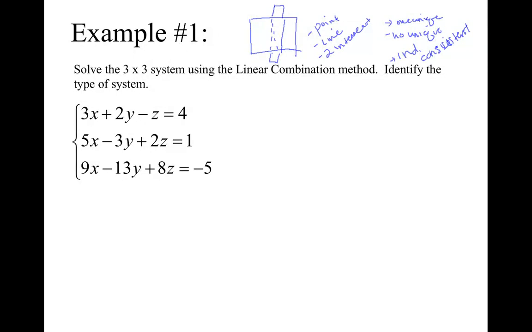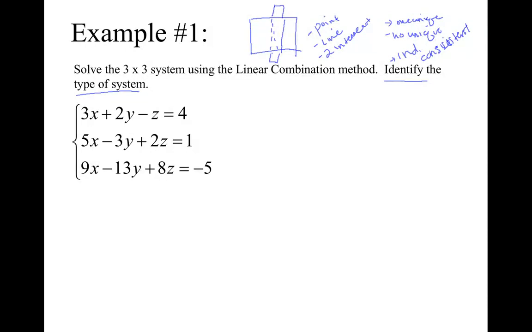So for this first one, we're going to go through 4 examples. Solve the 3x3 system using linear combinations, identify the type of system. And as I said in the last video, make sure that you are getting in the habit of always identifying. Even though the textbook didn't say to do it, in your last homework assignment we asked that you still identified, because that is an important piece of this.